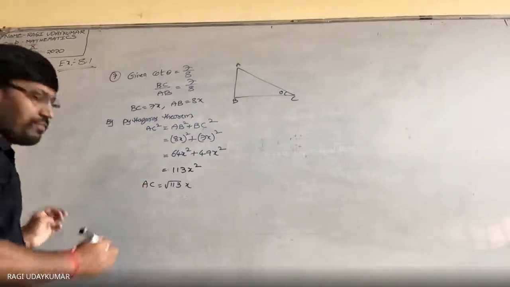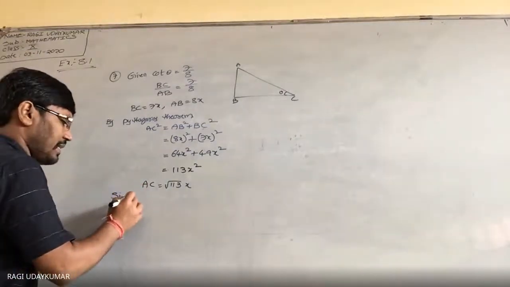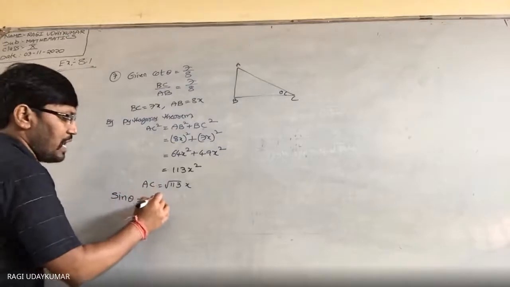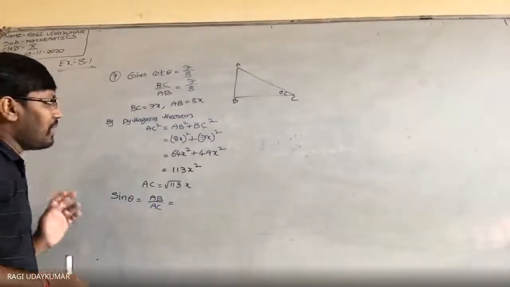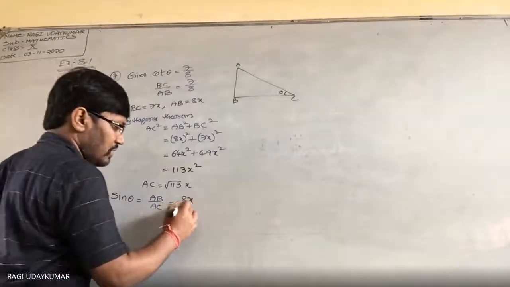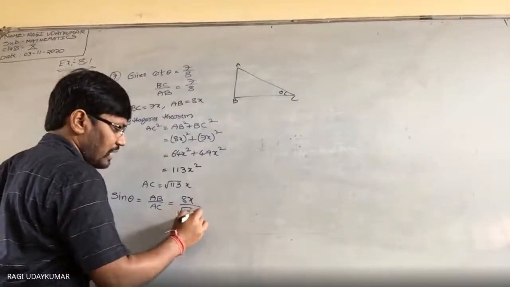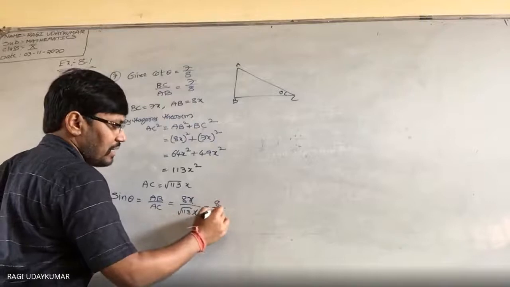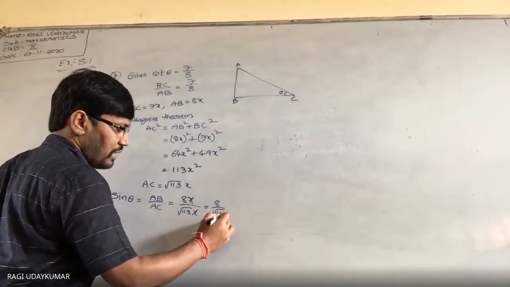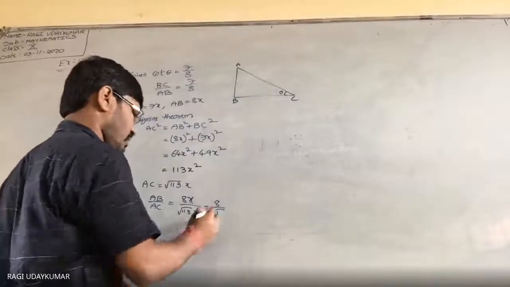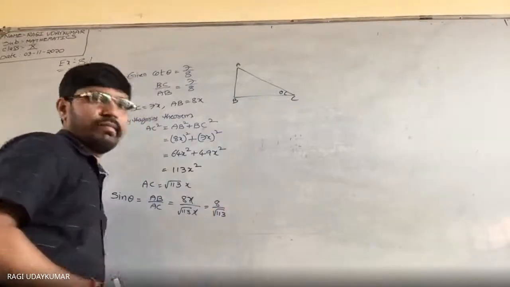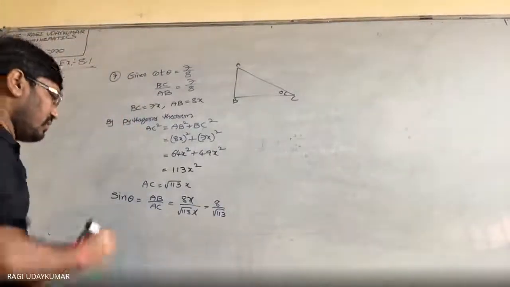Now from this you can find out sin theta. Sin theta is equal to, theta's opposite is what? AB. AB by AC. So what are you going to get? 8x by under root of 113x. X gets cancelled. 8 by under root of 113. Okay? This is sin theta.